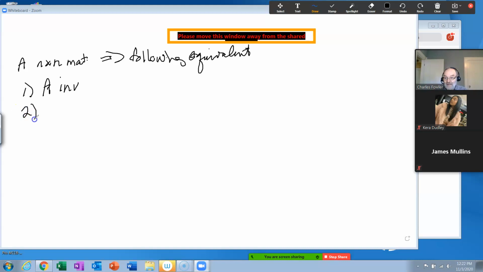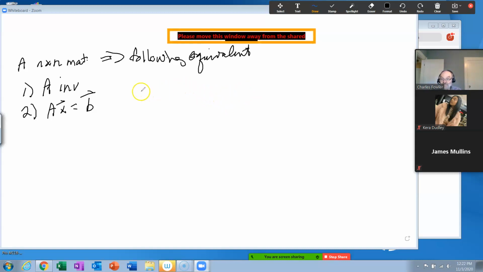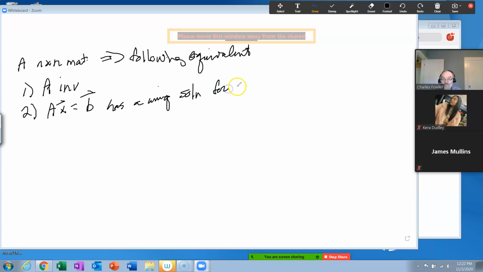Now, with that in mind, if A is invertible, that means that AX, where X is a column vector, your unknown column vector, is equal to B, which is another column vector, but this is a known column vector, B, that has a unique solution for every column matrix B.